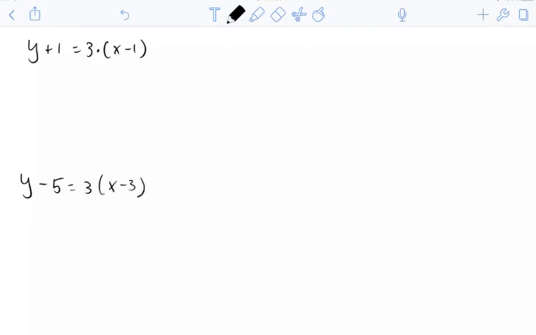All right, both of these have the same slope, which means they might be the same line, but it's still very possible that they're not. How do we figure out if they're the same? You've got to put it in slope-intercept form.